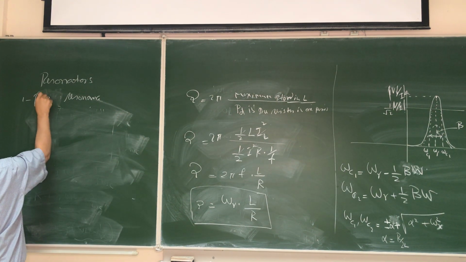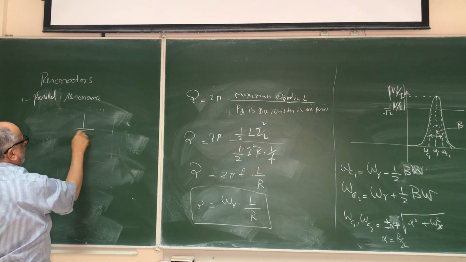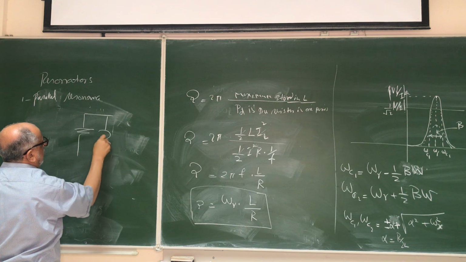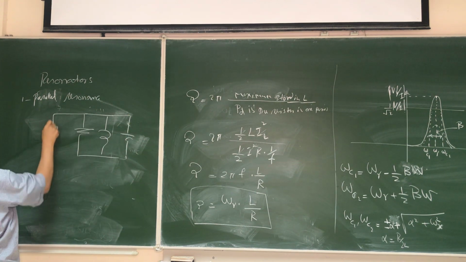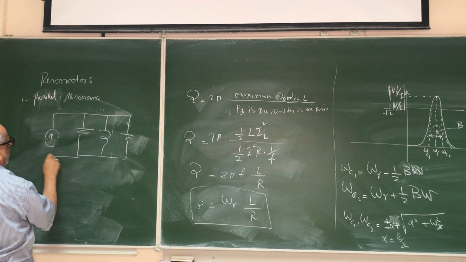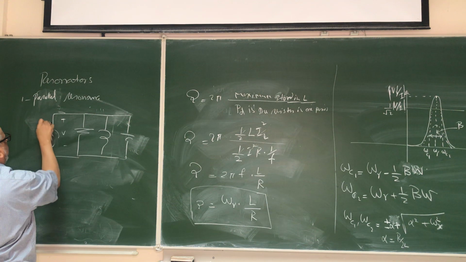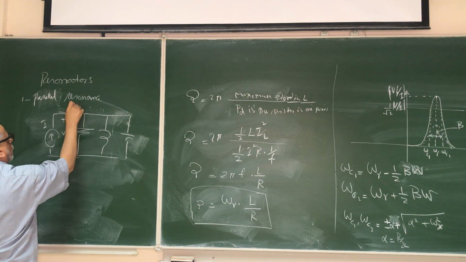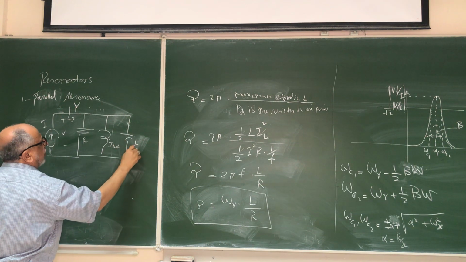Parallel resonance. So in this case we have R, L, C. And we can use a current source, let's say, here, and we can find V here, or we can find Y, right? So this is R, j omega L, 1 over j omega C.